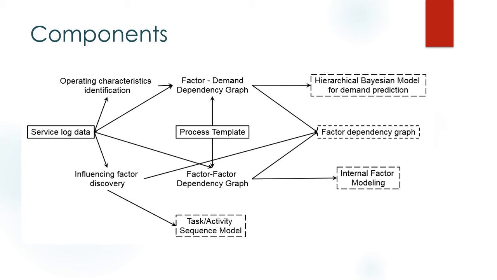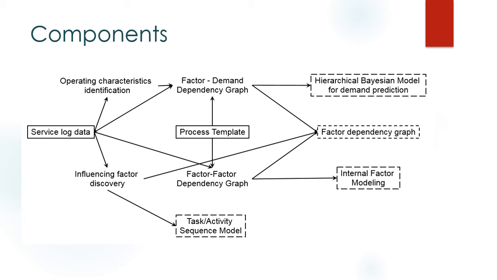The solution involves various modeling components. At first, we discover all influencing factors from the historical log data. The factor influences are measured using normalized mutual information scores. From the same service log data, we further discover all process operating characteristics for every activity.